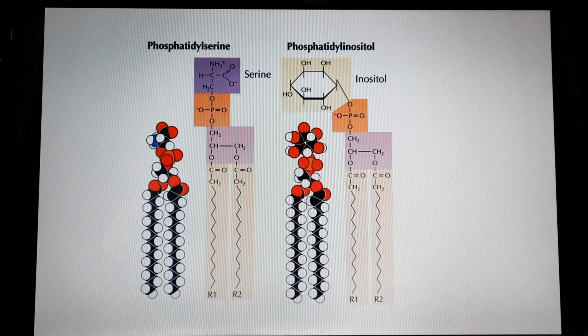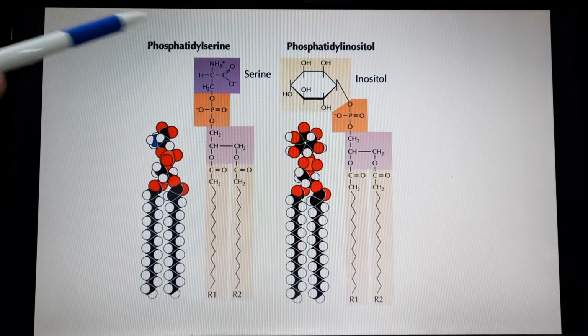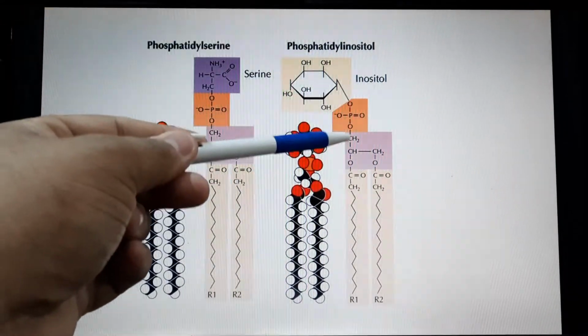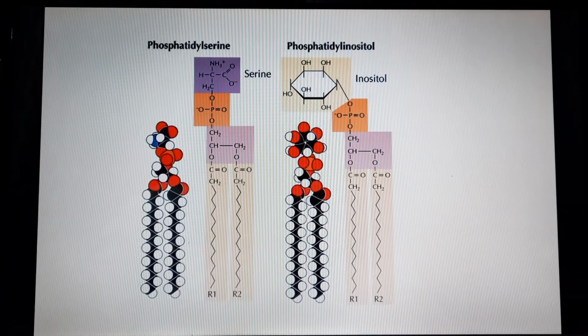Similarly, if the alcohol attached to the phosphate group is serine, then it is phosphatidylserine. If it is inositol, then it is phosphatidylinositol.